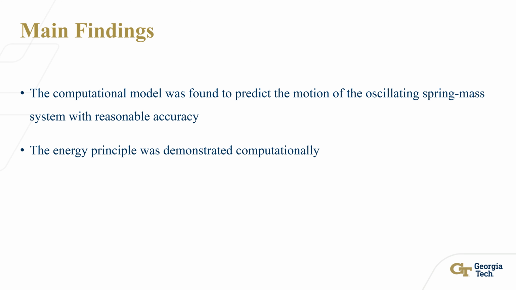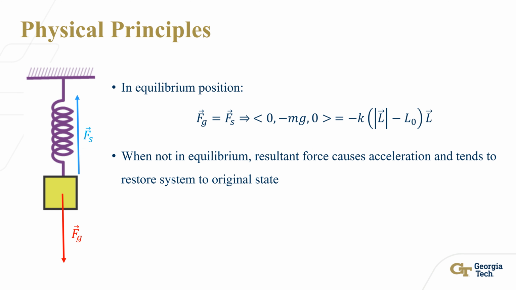The computational model was found to predict the motion of the oscillating spring mass system with reasonable accuracy. The energy principle was demonstrated computationally. In equilibrium position, the spring force equals the gravity force. However, when not in equilibrium, the resultant force causes acceleration and tends to restore the system to its original state.